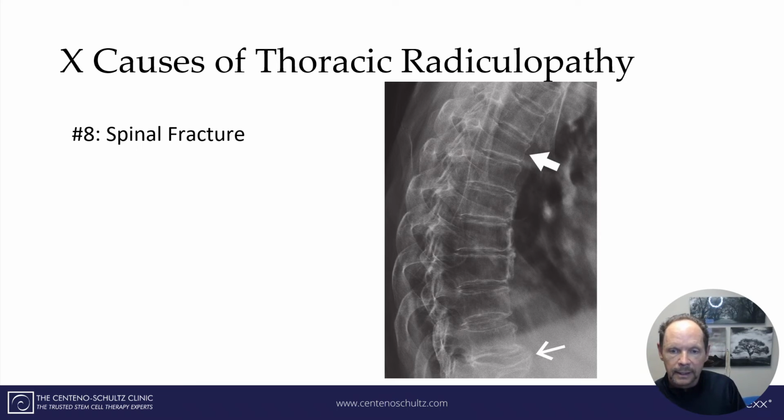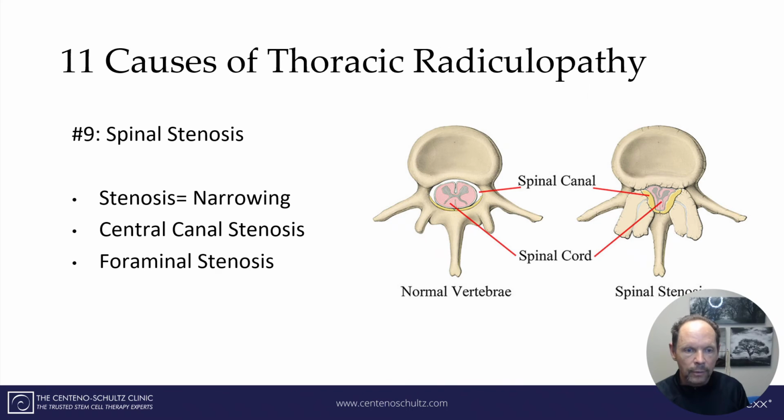Otherwise, it can be mild or moderate. You can see it depicted here. It can lead to compression and irritation of the nerve. The 9th cause of thoracic radiculopathy is a spinal stenosis. Stenosis is a medical term. It basically refers to narrowing of the canal.